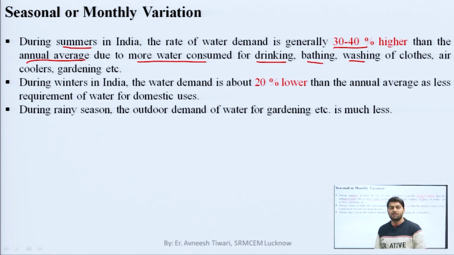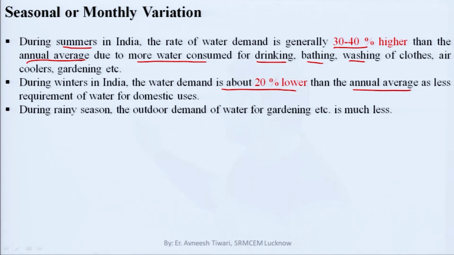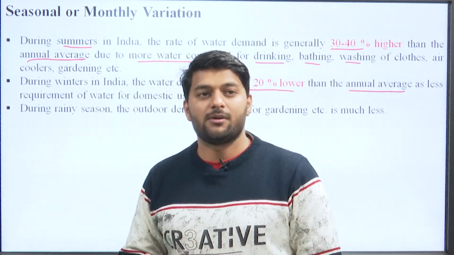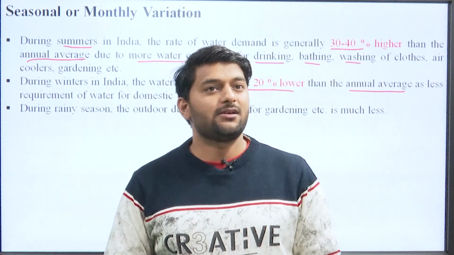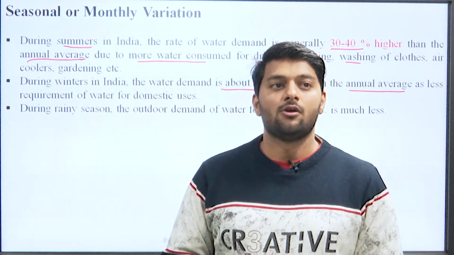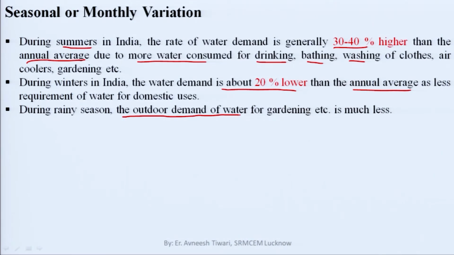And what will happen in winter season? In winter season our consumption decreases, hence we can say that water demand decreases, and the decrease in water demand is about 20% with respect to our annual average demand. And what will happen in rainy season? In rainy season, water is also available for the purpose of gardening. We do not have to supply excess water, or water for gardening. So in rainy season the amount of water gets reduced.